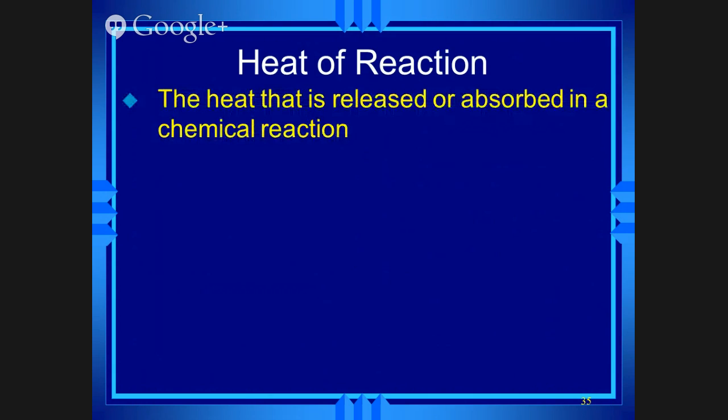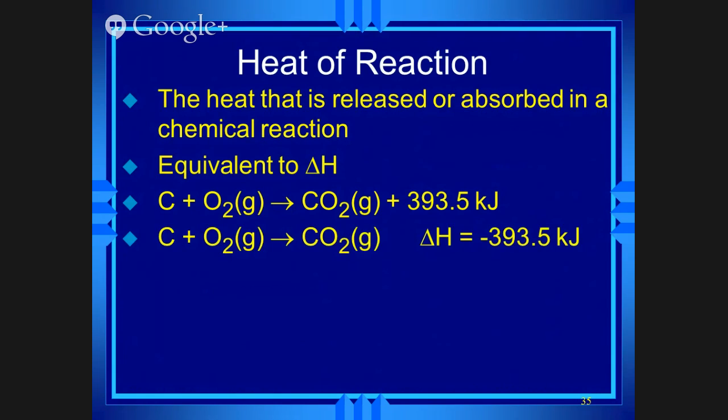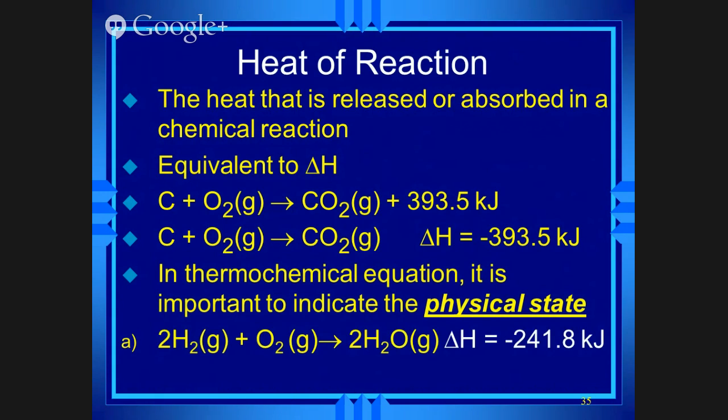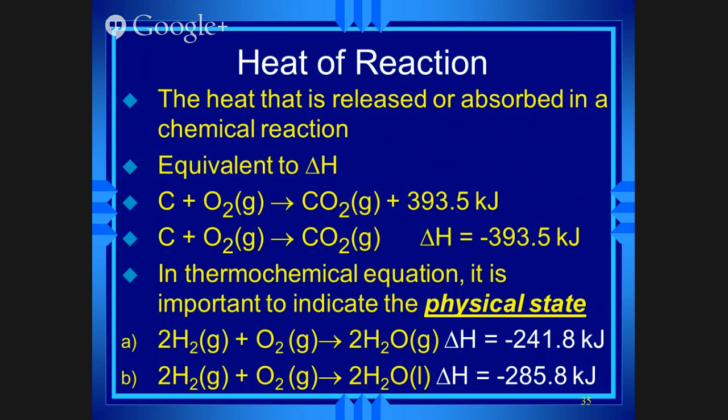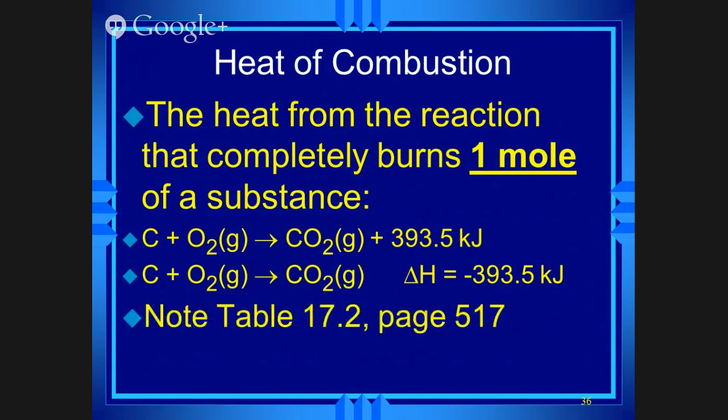Heat that is released or absorbed in a chemical reaction is equivalent to the delta H. So here you see the 393.5 kJ. Notice that again, it's on the right. Delta H would be negative. It's important to indicate what physical state things are in. The G stands for gas, L for liquid, S for solid. Notice that the delta H was a little bit different there for the H2O that was in gas form versus the H2O that was in liquid form. Heat from the reaction that completely burns 1 mole of a substance is the heat of combustion. And there is a table, 17.2 on page 517, that can show you some examples.